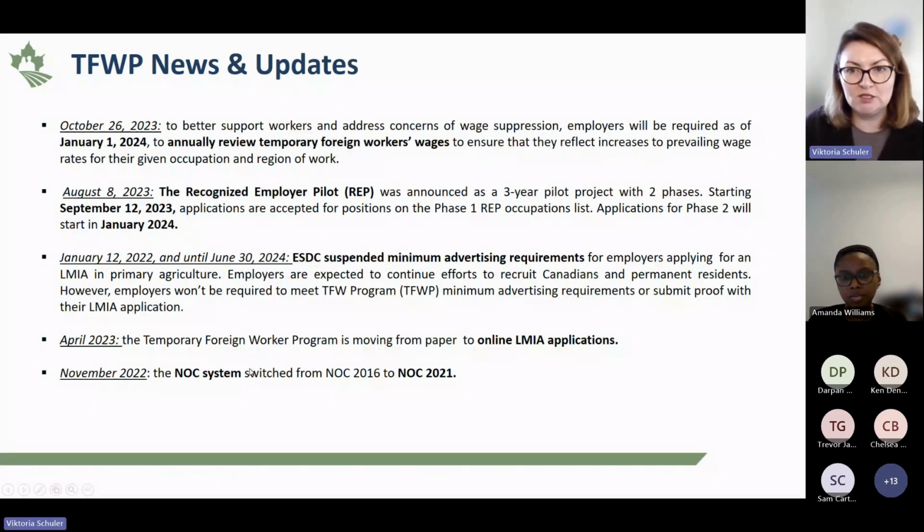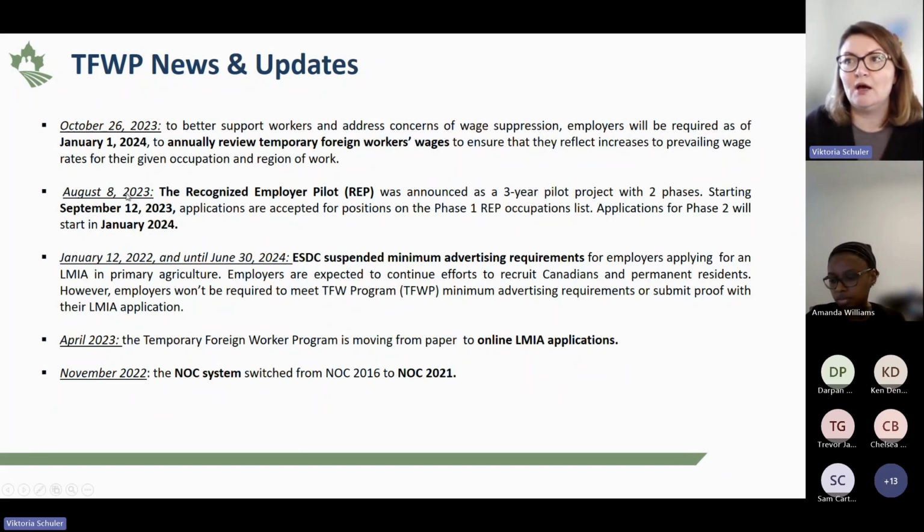Before we get into that, if you used the program in the past, or if you're already thinking about it, this is something to keep in mind because the program keeps changing. There are news announcements, there are updates. So these are just the recent updates that may affect you.